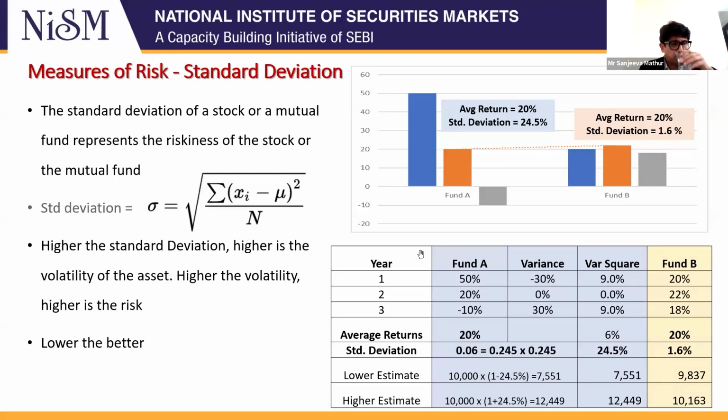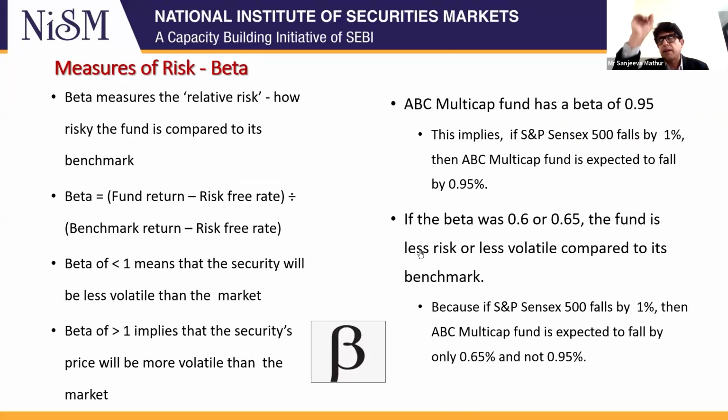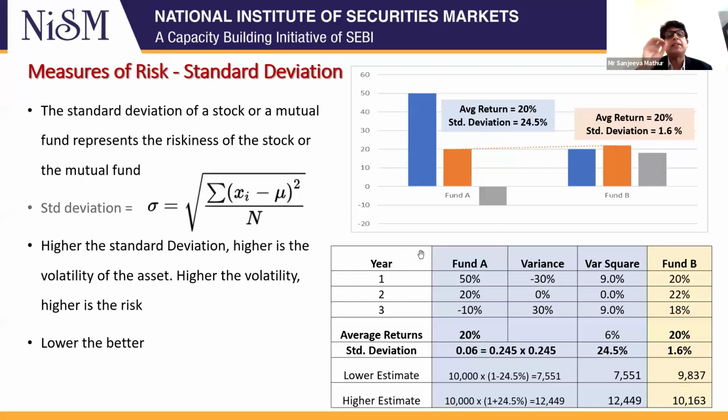Now, standard deviation. These are all part of the fact sheet. You have the TERs, the AUM, the riskometer, the portfolio, the returns. Then you have beta and you have the standard deviation. Standard deviation, in very rough language, is how much I move around my mean. How volatile I am around my mean.